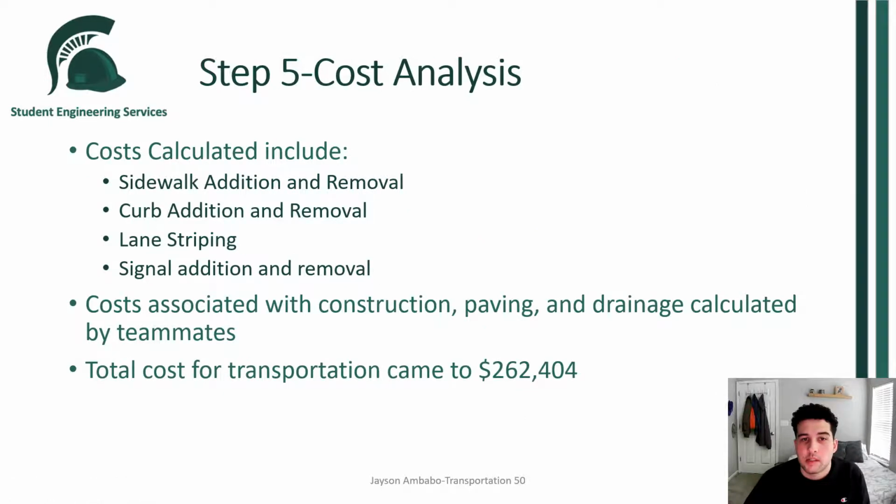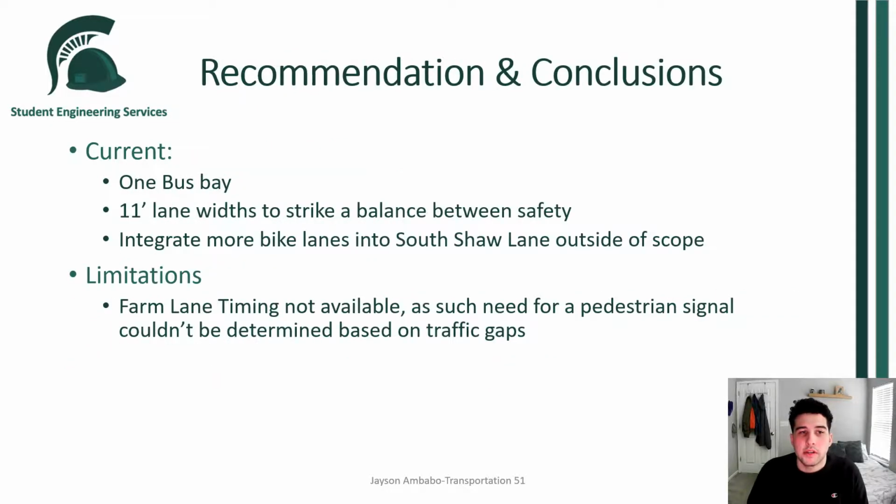The next step in this process was cost analysis. For transportation, the cost calculated included sidewalk addition removal, curb addition removal, lane striping, and signal addition removal. Other costs within the project, such as construction, paving, and drainage, were calculated by my teammates. The total cost for transportation came out to $262,404.